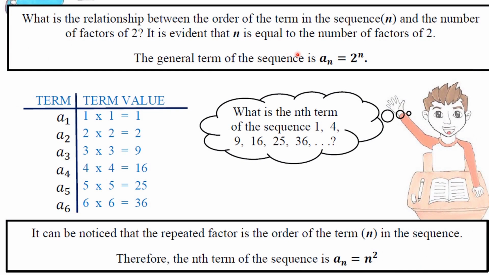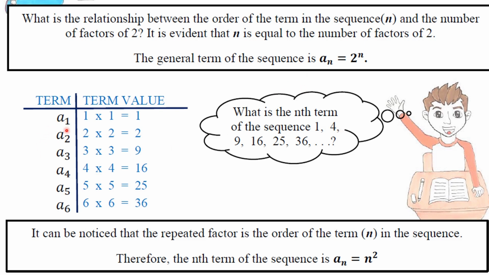So, what is the relationship between... Another example. What is the nth term of the sequence 1, 4, 9, 16, 25, 36? So, ano kayang meron sa mga numbers na ito? Is there any pattern sa mga numbers na nabanggit natin? Take a look at this one.